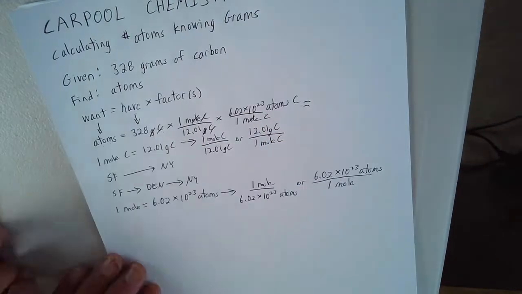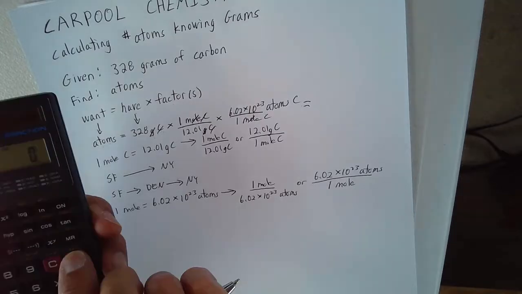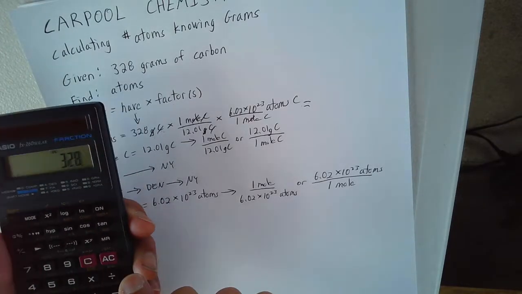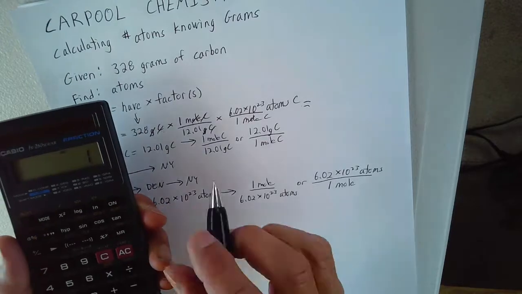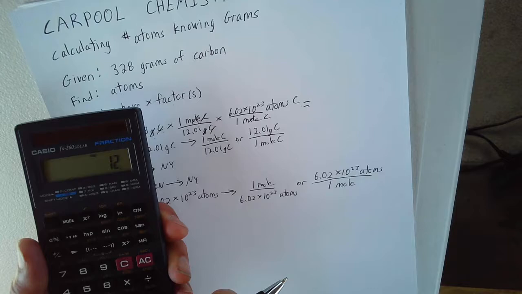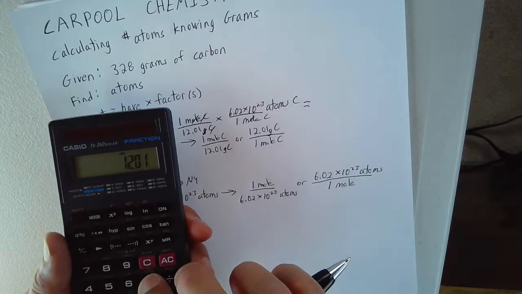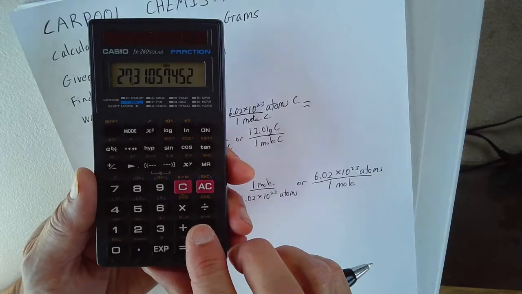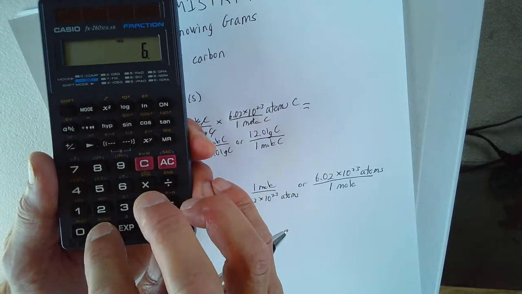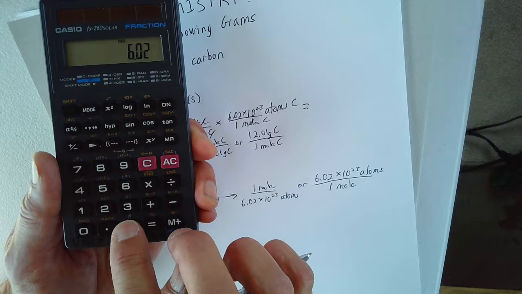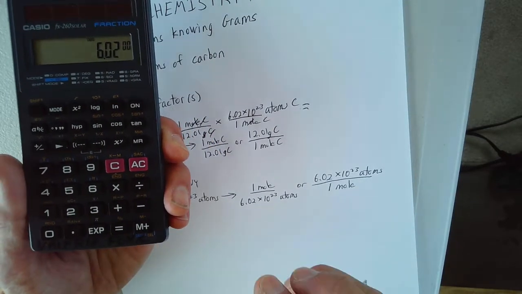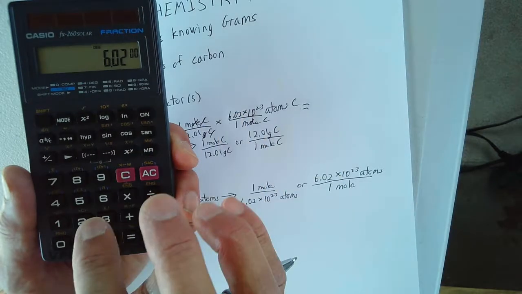We could put our equal sign down. We could do our calculation. 328 times 1, big line says divided by 12.01 times, and now we need to put this number in scientific notation, so we punch in 6.02 exp, or some calculators have EE, and that means times 10 to the what power?